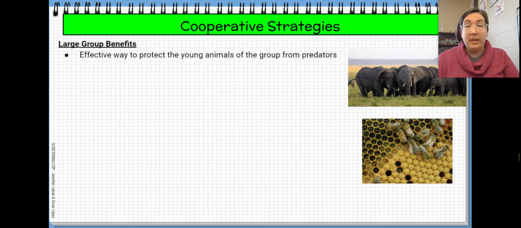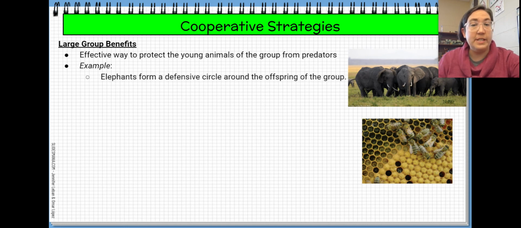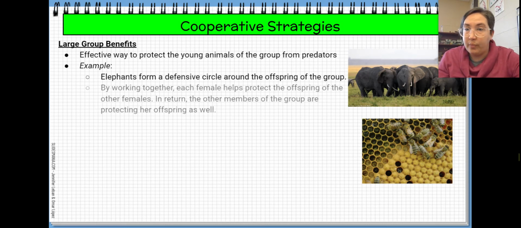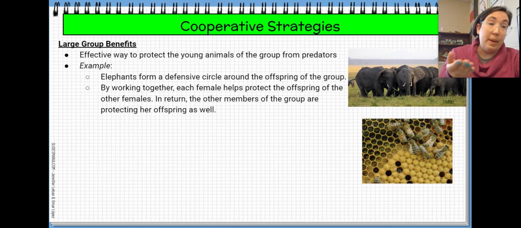Some benefits of being in a large group. It's an effective way to protect the young animals of the group from predators. Examples: elephants form a defensive circle around the offspring of the group. So that herd of female elephants are trying to come around the baby elephants to keep them safe. By working together, each female helps protect the offspring of other females. And then in return, the members of the group help protect her offspring. So that collaboration or cooperation helps everyone.